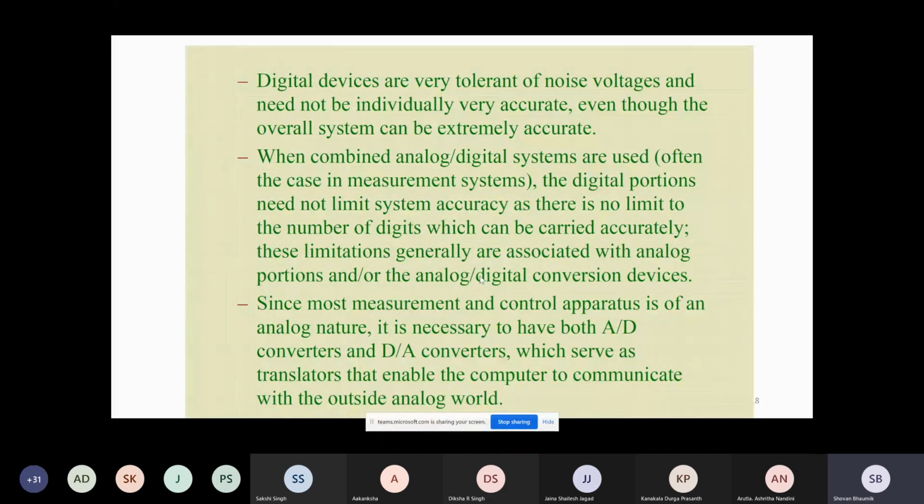So when we combine the analog and digital logic systems, as often used in measurement systems, the digital portion need not limit the system accuracy, and there is no limit to the number of digits which can be carried accurately. That means for 1 volt we can give a few 0101 combinations, and then the output can go somewhere. So we can use more bits so that we can represent the output more accurately, and the noise cannot disturb it. So this is the main thing.